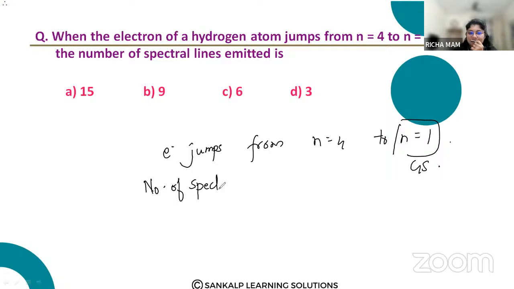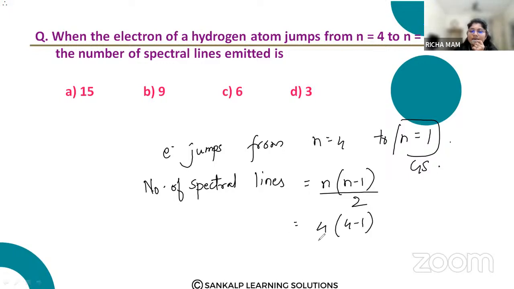So please write it down. Write this formula to calculate the number of spectral lines: n into n minus 1 by 2. The electron is jumping from which level? From n equals 4 to 1. So put n equals 4 in this formula, so 4 into 4 minus 1 by 2.